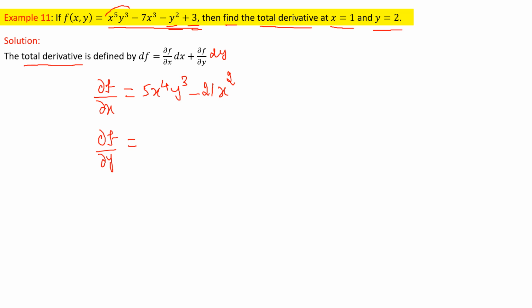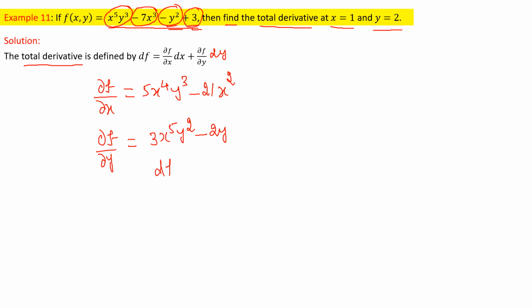So here in the first term, I have both x and y. So keep x power 5 as a constant term. Derivative of y power 3 with respect to y will give you 3y power 2. So I can write 3x power 5 y power 2. In the second term, there is no y, so this will be 0. In the third term, I have minus y power 2. So derivative of minus y power 2 will be minus 2y, and derivative of the number 3 is equal to 0.